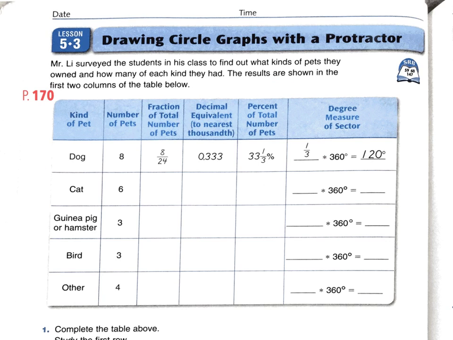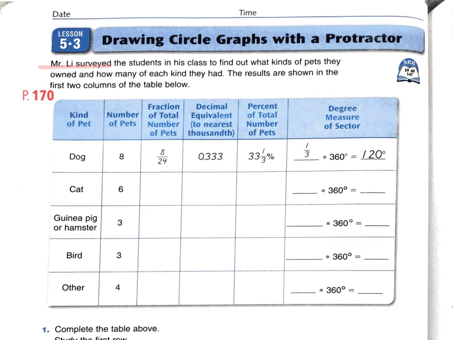We're going to look at page 170. This is a new skill for us today. So let's read the top together first, starting here. Mr. Lee surveyed the students in his class to find out what kinds of pets they owned and how many of each kind they had. The results are shown in the first two columns of the table below.